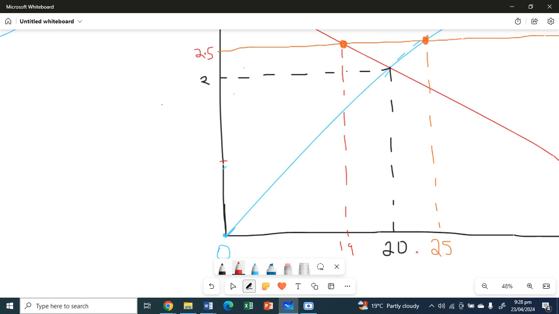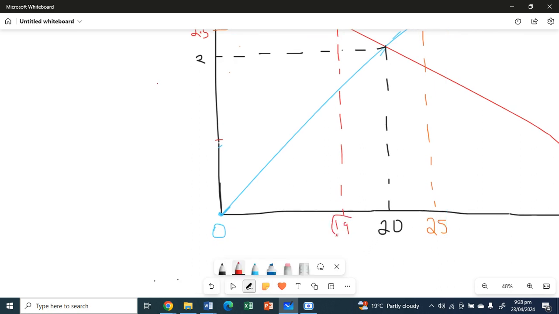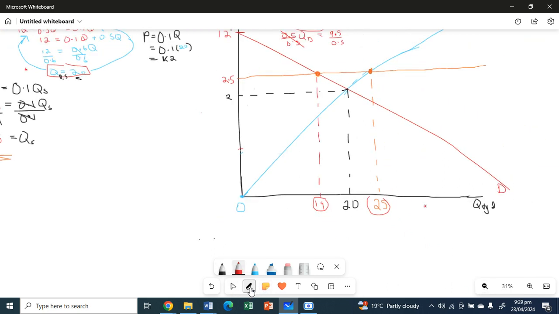Earlier on, I said there's a surplus of 5 million. Actually, to get the surplus, you say 25 million minus 19 million. So 25 minus 19, what did you get? So yes, we have a surplus of 6 million gallons of milk. That is the surplus.